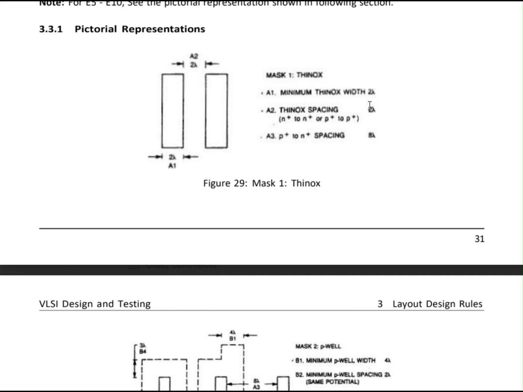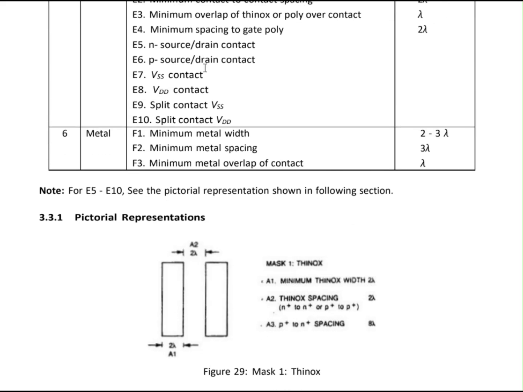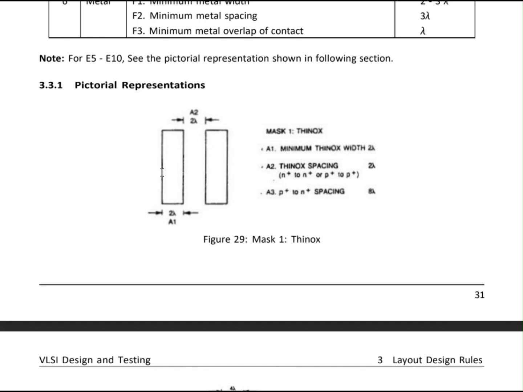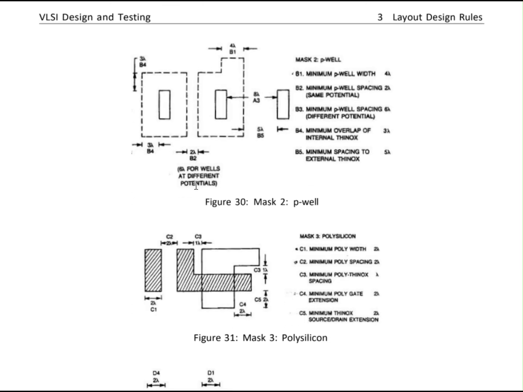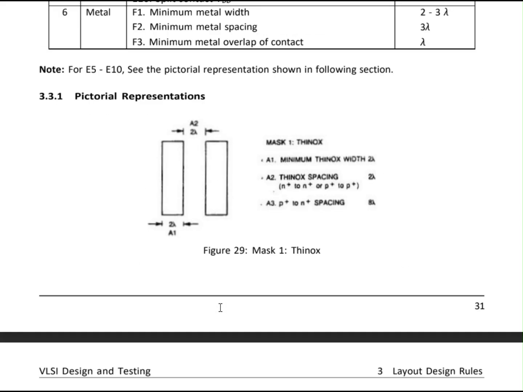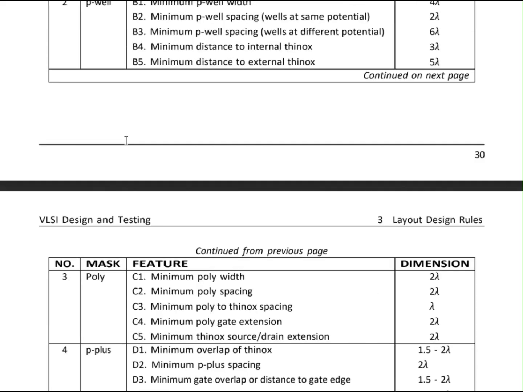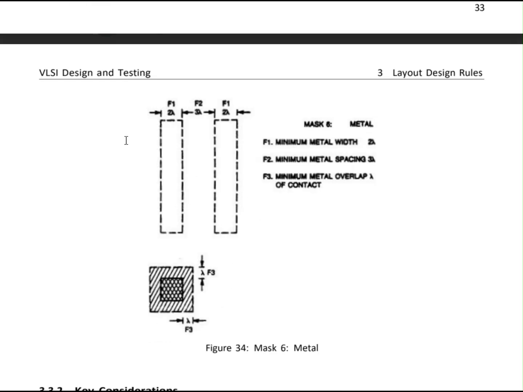Next is the pictorial representation. So whatever is discussed in this table is represented in the form of a picture. That is, the width between two thin ox should be 2 lambda. So you have to draw the diagram based on the mask values that are given here, and then explain about the lambda based design rules.